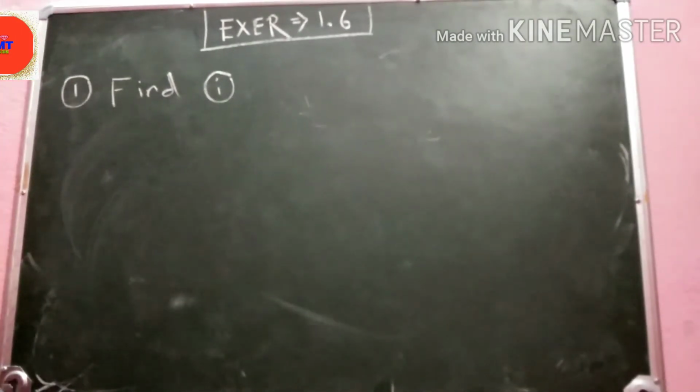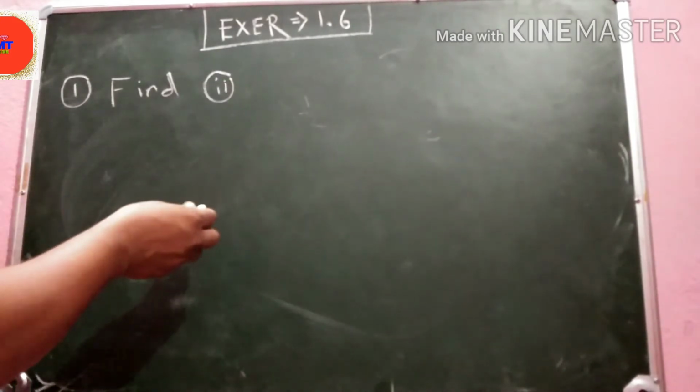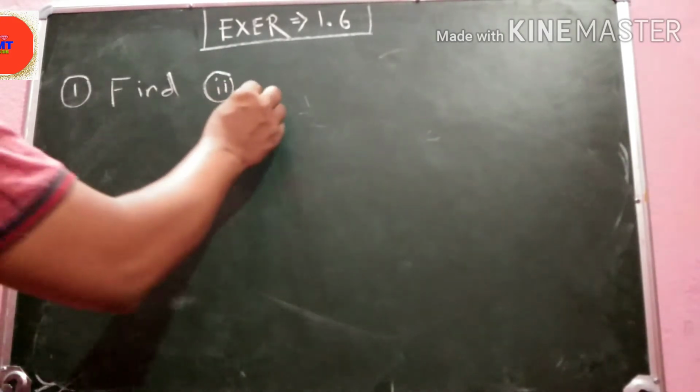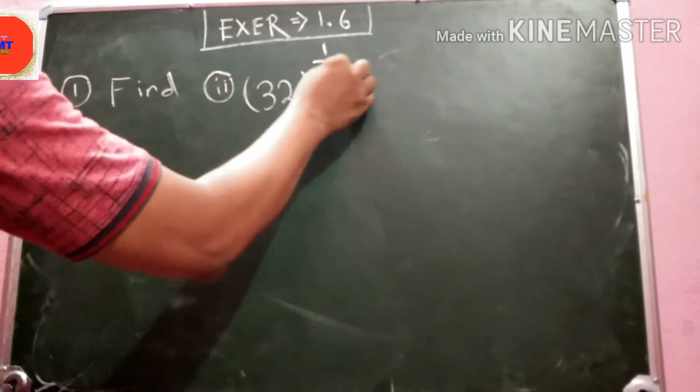Now move to your part (ii). The question (ii) is to find the value of 32 to the power 1/5.